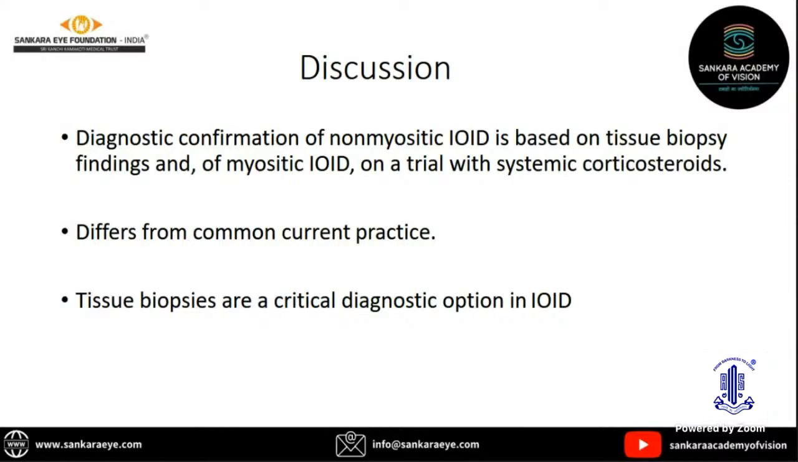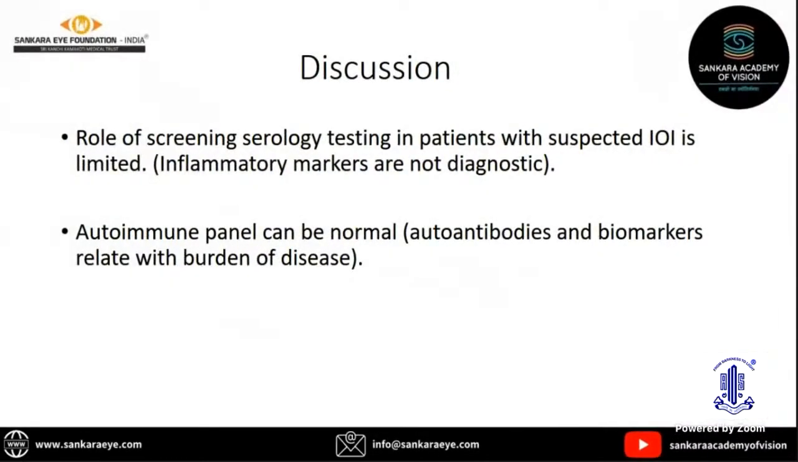So tissue biopsies are critical for the diagnosis. And the role of screening is also important, but inflammatory markers cannot be very diagnostic because they may be generally raised in other conditions also, along with the orbital inflammation. An autoimmune panel can be normal, and they just relate to the burden of the disease.